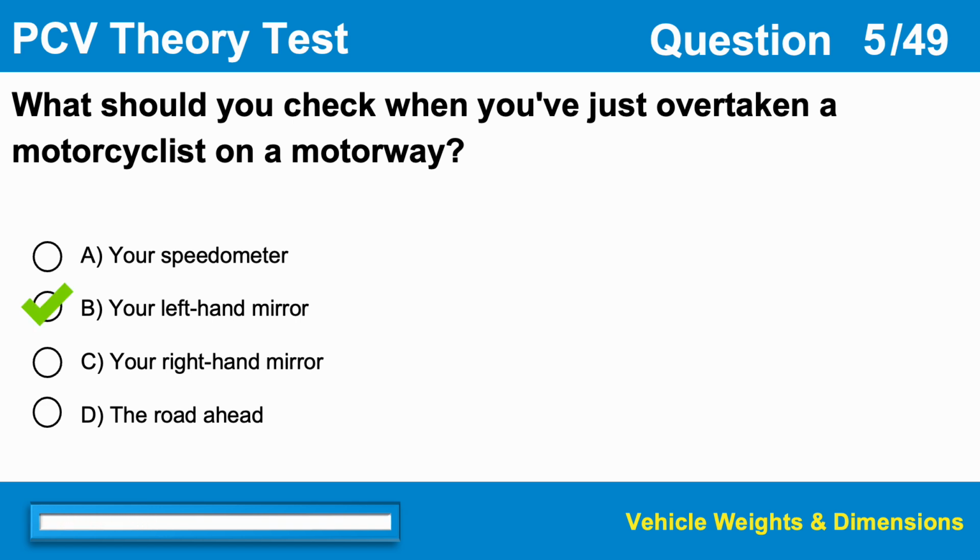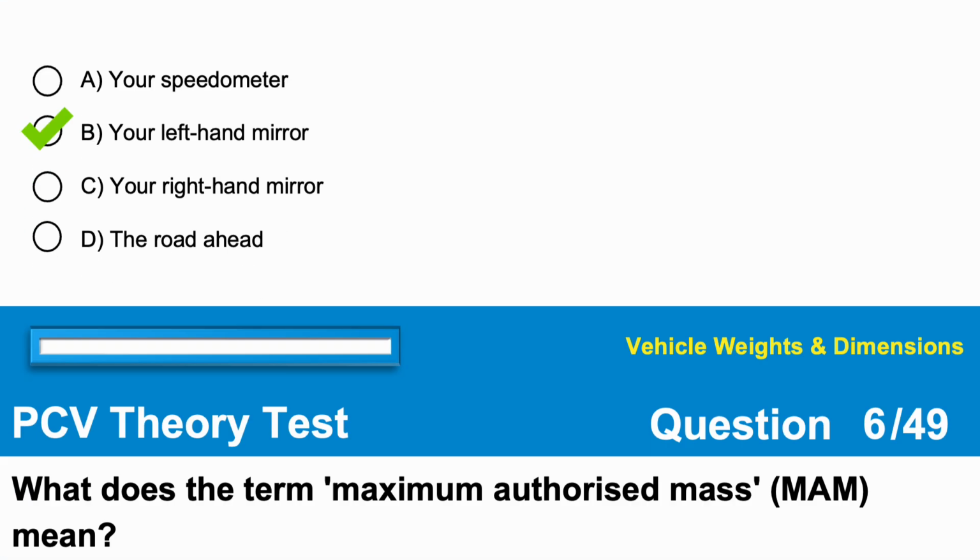The correct answer is B. When overtaking with a long vehicle, it's very important to be aware of the position of the road user you're passing. Check the near side mirror to make sure you've passed safely before returning to the left. Be especially careful when overtaking motorcyclists, as they may be affected by the draft from your vehicle.